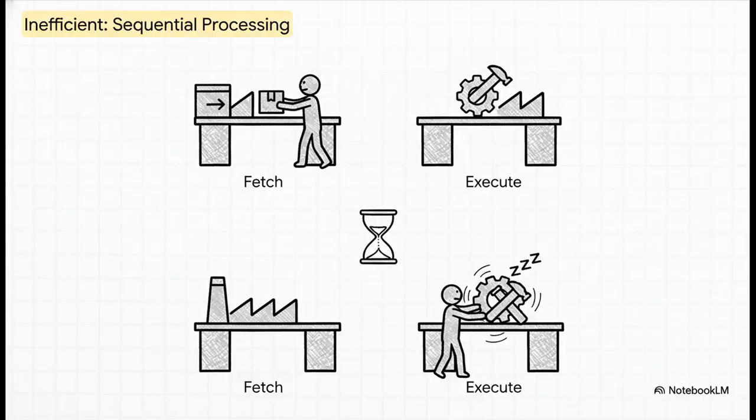So here's the issue. While the CPU is busy executing one instruction, the part of it that's supposed to fetch the next one is just sitting there, idle, twiddling its thumbs. And then when it's fetching the next instruction, the execution part is waiting. It's like a factory worker who builds one item, then has to personally walk it all the way down the line before they can even start on the next one. It's just a huge waste of time.